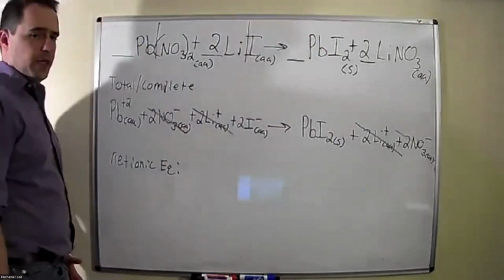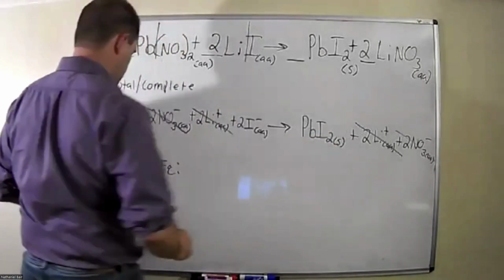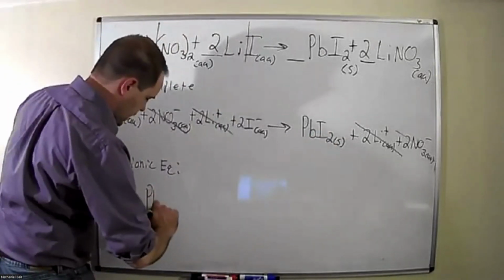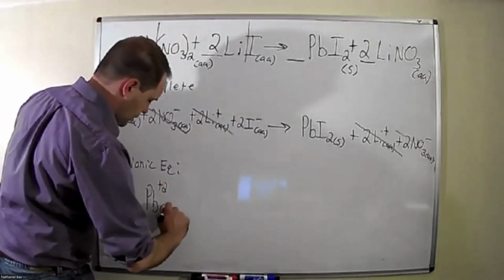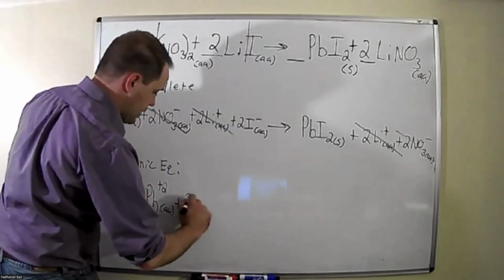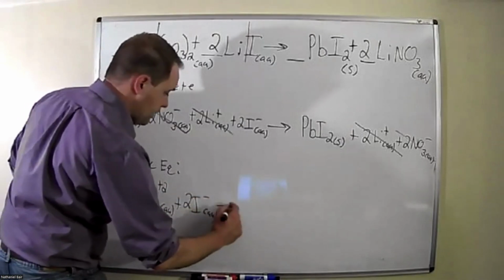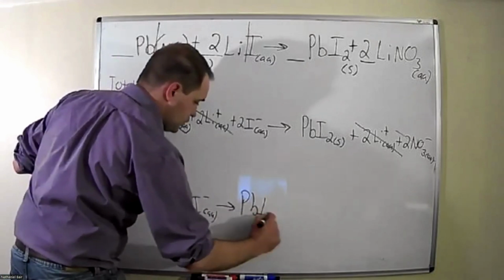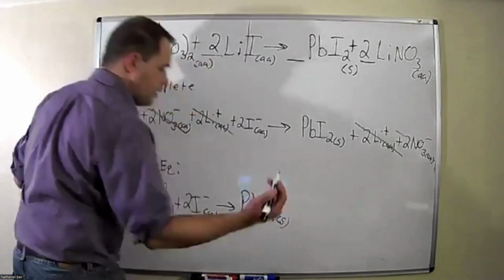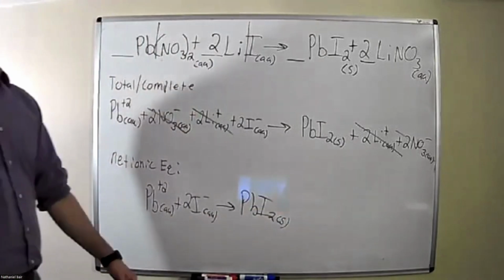Once you've identified and eliminated the spectator ions, we can write the net ionic equation. That's going to be lead +2 plus 2 iodides makes lead(II) iodide. That's my net ionic equation.